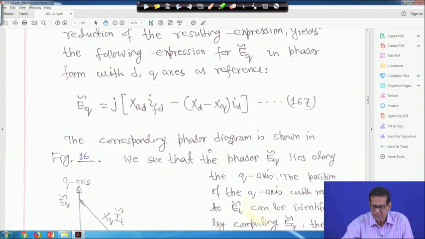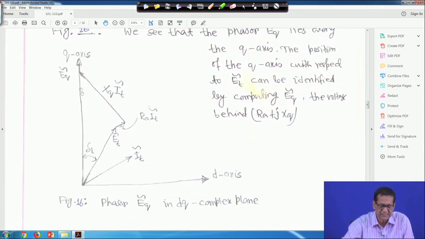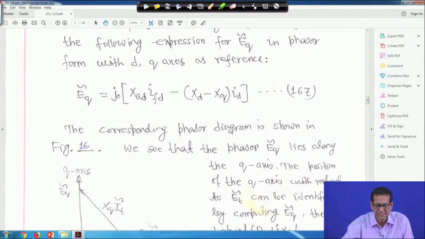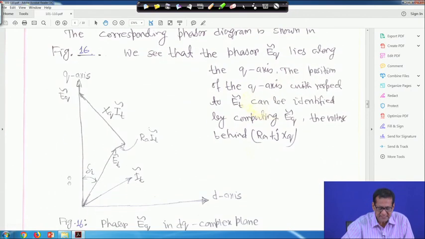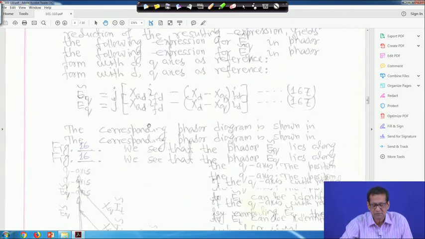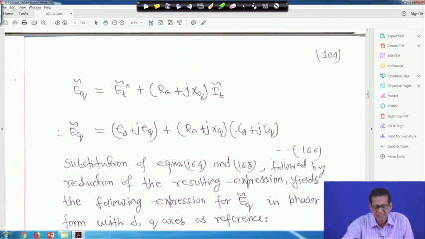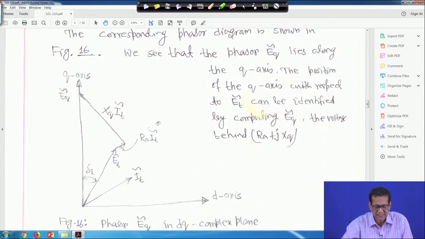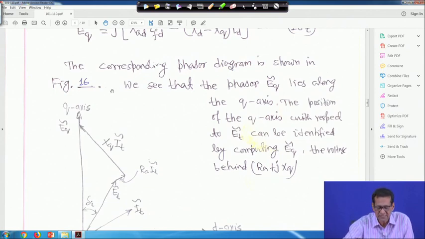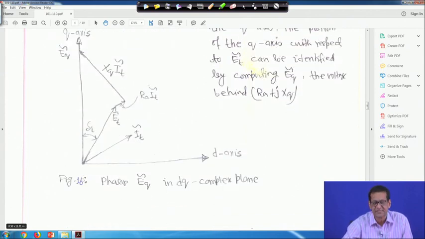Therefore, the corresponding phasor diagram is shown in figure 16. So, this is EQ tilde, because it will lie on the Q axis, because only J is involved, no real part. So, EQ tilde is equal to ET plus RAIT plus JXQ IT, right. Whatever we have assumed here, EQ tilde is equal to ET tilde plus RA plus JXQ IT tilde. This is the phasor diagram, and IT is lagging from ET by an angle phi, not shown here. This is ET and this is IT, this is D axis and this is Q axis, right. This is figure 16.